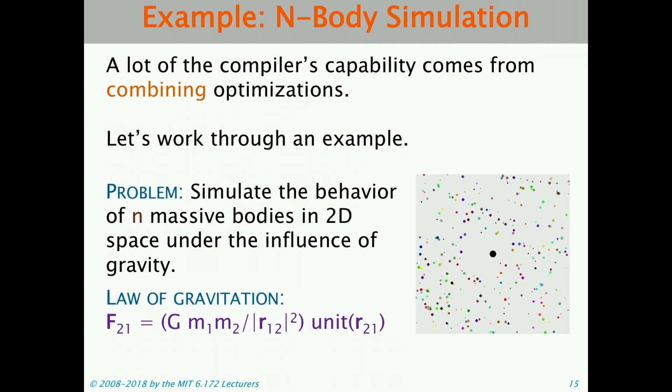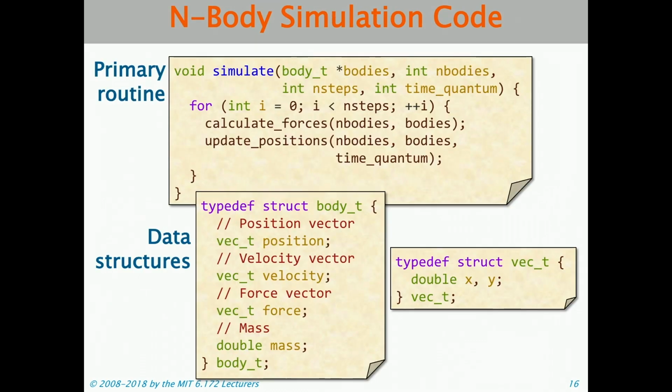So we've got a whole bunch of point masses. Those point masses have varying masses. And we just want to simulate what happens due to gravity as these masses interact in the plane. At a high level, the n-body code is pretty simple. We have a top-level simulate routine, which just loops over all the time steps during which we want to perform this simulation. And at each time step, it calculates the various forces acting on those different bodies. And then it updates the position of each body based on those forces.